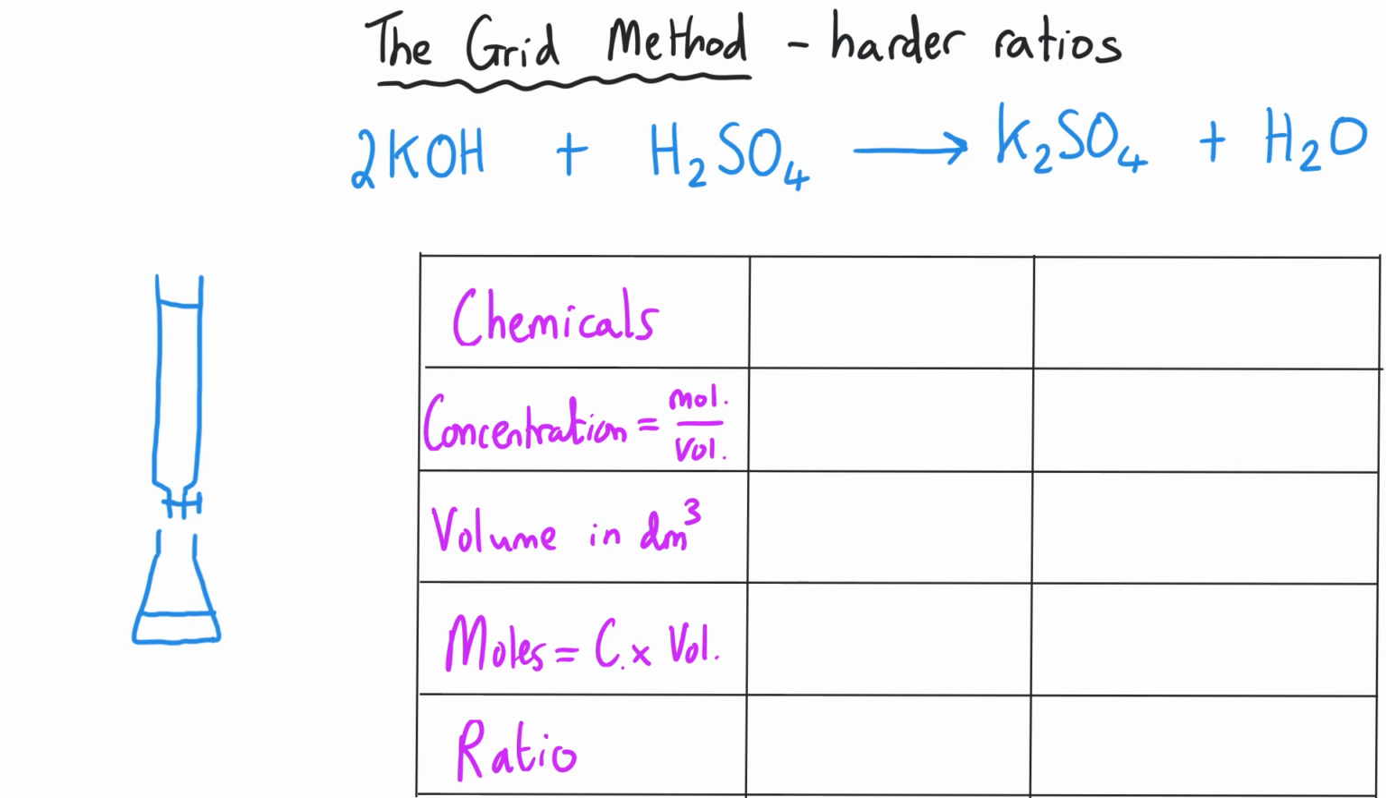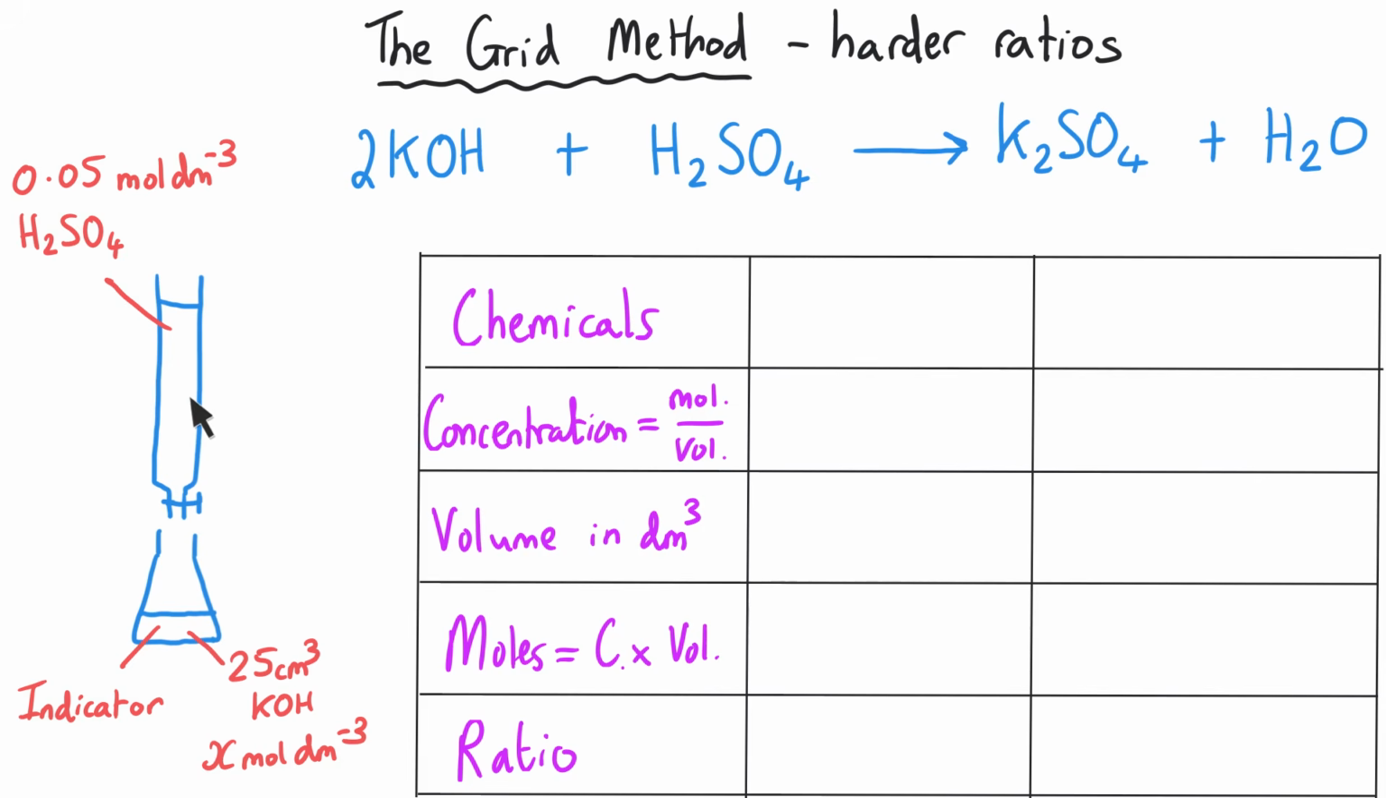It's a more difficult example because the mole ratio from the equation is different. In this example, let's say we've got 25 cubic centimetres of potassium hydroxide of an unknown concentration in the conical flask, and in the burette we have sulfuric acid this time, and we add that sulfuric acid, which has got a concentration of 0.05 moles per decimetre cubed, into the conical flask, swirl it until the indicator changes colour.